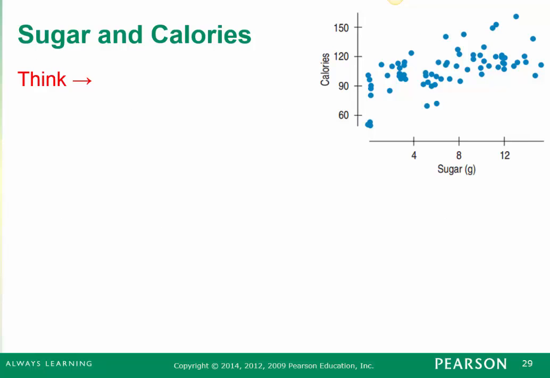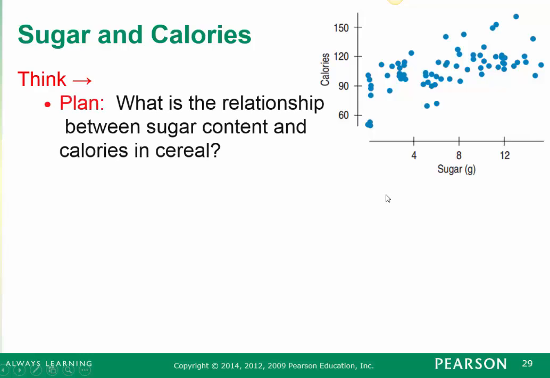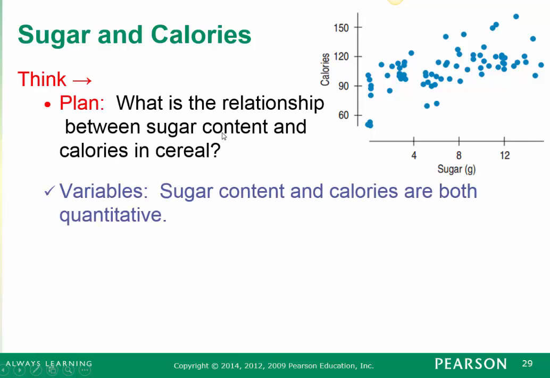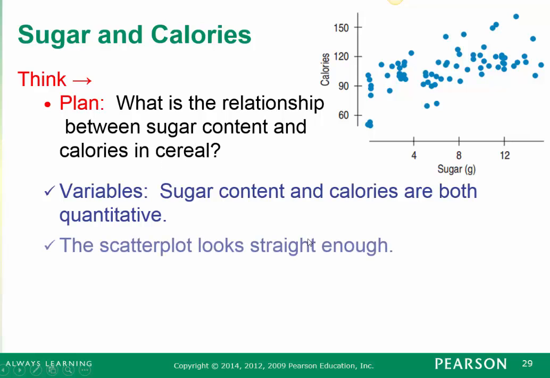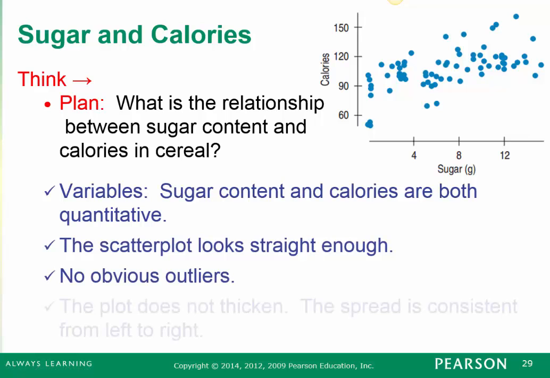So let's take a look at another example here. This is sugar and calories. And we're going to look at the scatter plot first. And we see as the sugar increases, it looks like the calories are increasing. So somewhat positive direction. Somewhat linear, fairly, I would say, moderate to strong. No real unusual outliers. And so we wanted to determine what is the relationship between the sugar content and the calories in the cereal. Both variables are quantitative. Let's check our conditions. The scatter plot looks straight enough, and there are no obvious outliers.